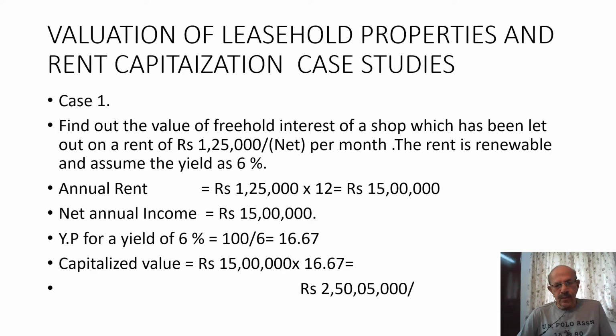Annual rent is equal to rupees 1,25,000 into 12 is equal to rupees 15 lakhs. Net annual income is equal to 15 lakhs. Years purchase for a yield of 6% is equal to 100 by 6 equal to 16.67. So capitalized value is equal to 15 lakhs into 16.67 is equal to 2 crores 50 lakhs and 5,000.